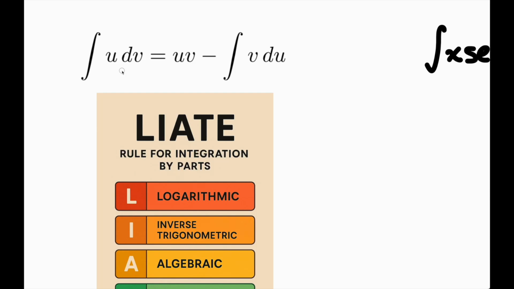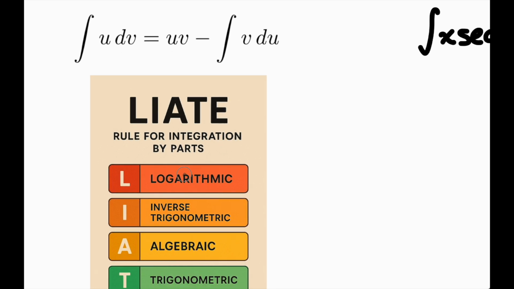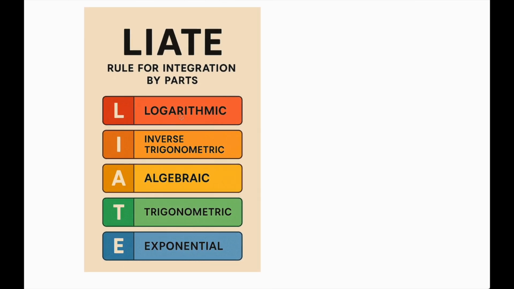Generally this works. There are exceptions to the rule, obviously, like any rule. The LIATE rule works for most of these problems that we're going to be doing in class, so that's what we're going to be focusing on. The LIATE rule for integration by parts tells you the order that you should pick your u in. So if there's a logarithmic part of the integral, then you're going to want to use that as your u. If there's not, then you just keep going down.